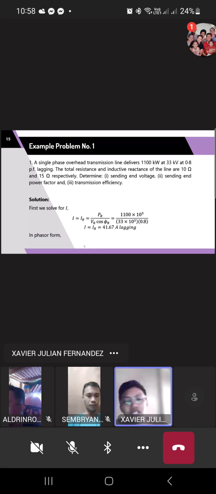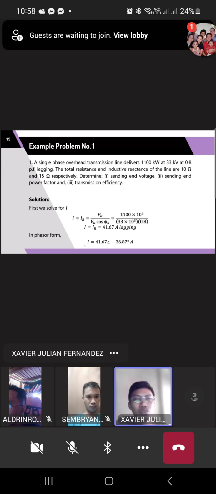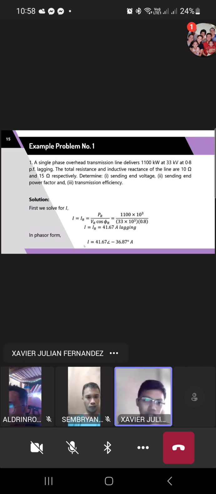Where does that come from? The negative 36.87 is just the arc cosine of 0.8. We won't go back to that concept because it is from Circuits 2, since second year. If you don't know how to solve the power factor angle, you will have a hard time in this subject. So this is the current, IS, and this is also IR, the current in totality in the short transmission line.